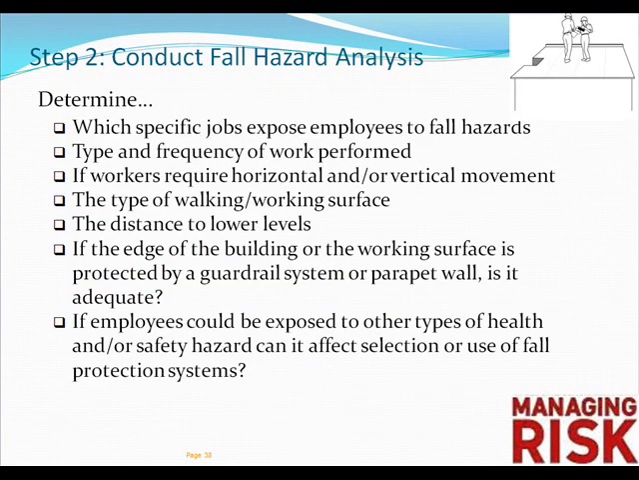Step 2. Conduct fall hazard analysis. Determine which specific jobs expose employees to fall hazards, type and frequency of work performed, if workers require horizontal or vertical movement, the type of working surface, the distance to lower levels, if the edge of the building or the working surface is protected by a guardrail system or parapet wall, is it adequate? If employees could be exposed to other types of health and or safety hazard, can it affect selection or use of fall protection systems?